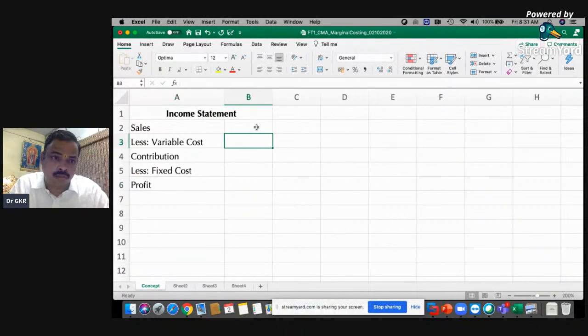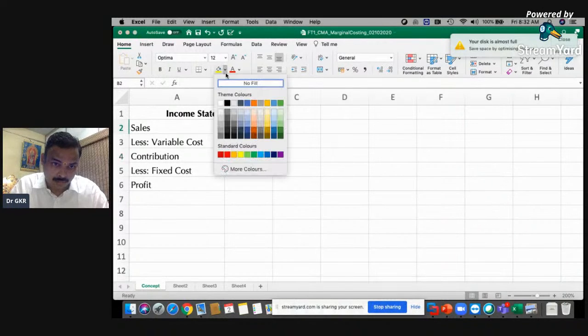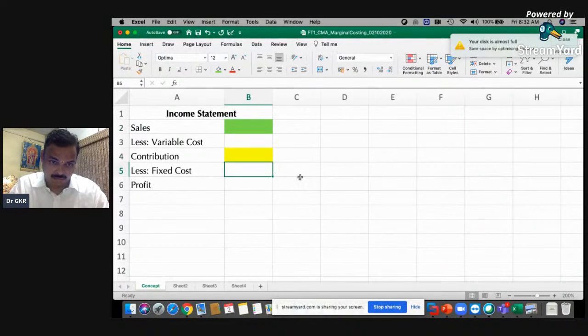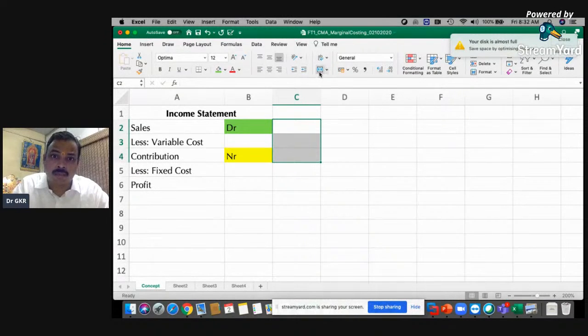I want all of you to relate to this income statement, and I'll be only doing this. Especially, please look at this, sales and contribution. The contribution, maybe I'll put it in a color. This is yellow color and sales is green color. So this is your numerator and this is your denominator. So we call this the PV ratio, the profit volume ratio, PVR.